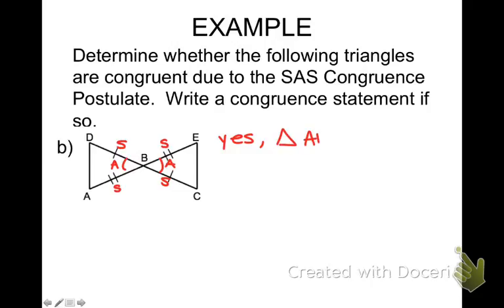Triangle ABD is going to be congruent too. So A matches up with, gotta be careful, A is off of the 2 tick marks, so it would be E on the other side, B, and then C.